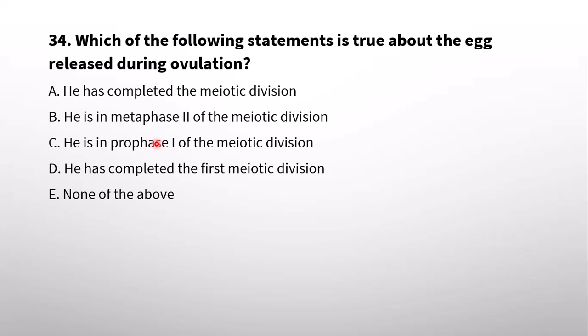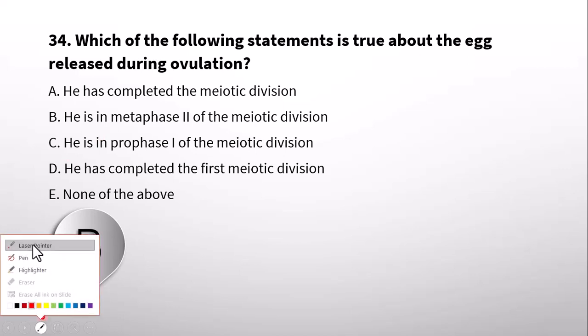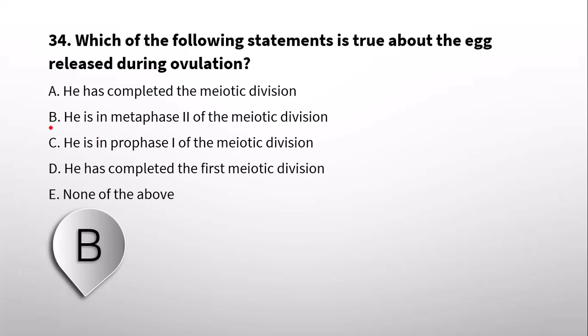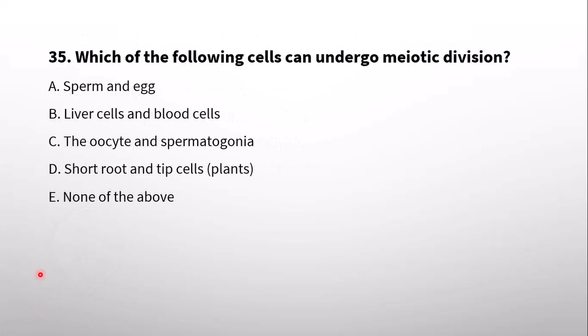Which of the following statements is true about the egg released during ovulation? Okay, it's part of the question I was doubting. Okay, the answer, say B. Oh, it's not highlighted there. B says it's in metaphase 2 of the meiotic division. Okay, so the answer is B. Yes, B. The answer is B.